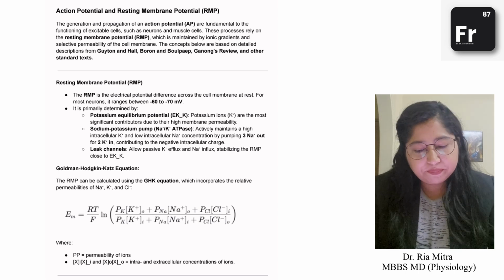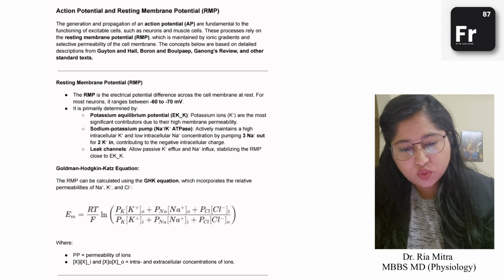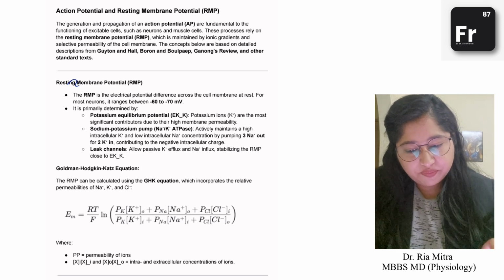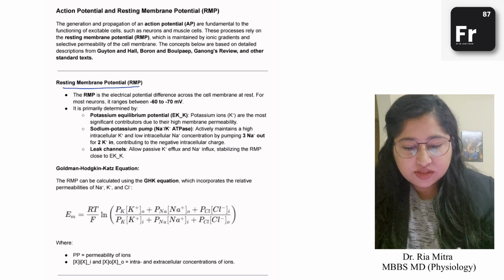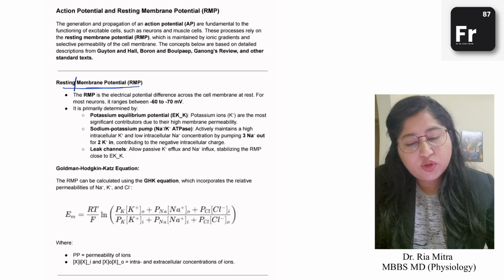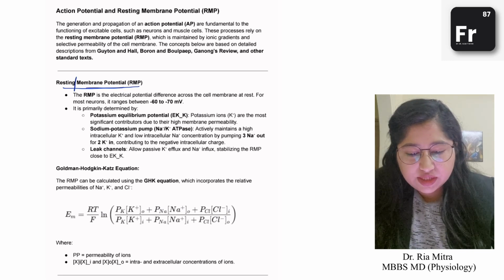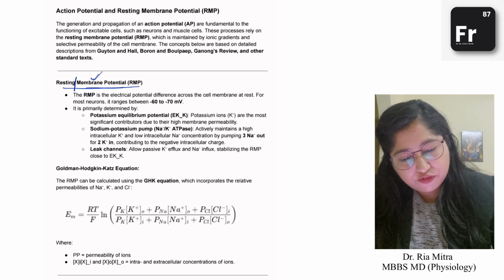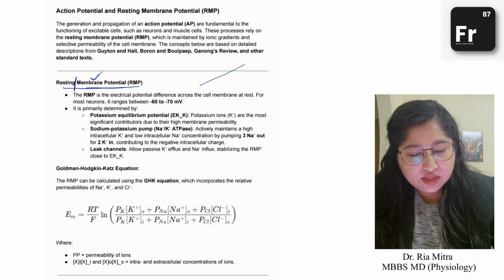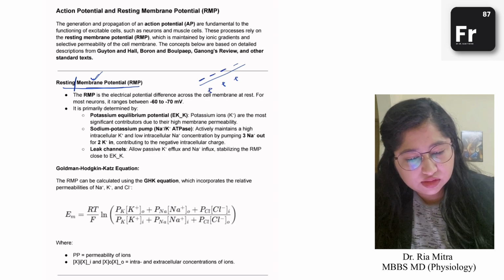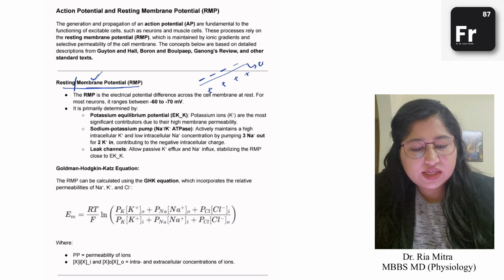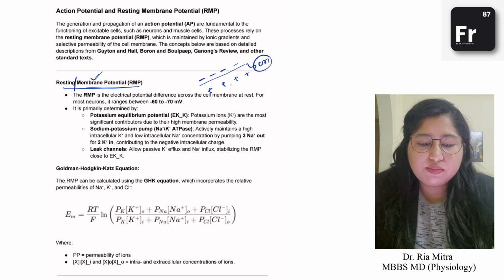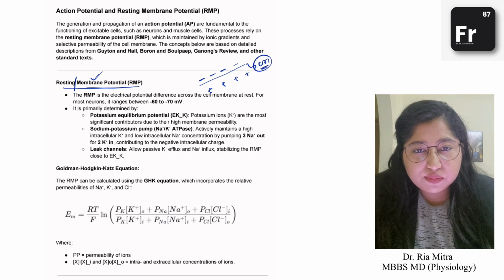So let us begin. First off, we look into what is resting membrane potential. Now let us dissect this resting membrane potential first into resting and the membrane potential. So what is membrane potential? Membrane, as you understand, is nothing but the cell membrane. It is the division of charges, which can be positive charges or negative charges across the cell membrane. This here is my cell membrane, and it is the division of charges across the cell membrane, because of which it is known as membrane potential.